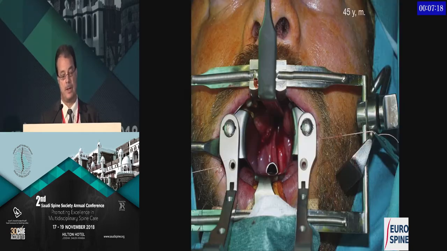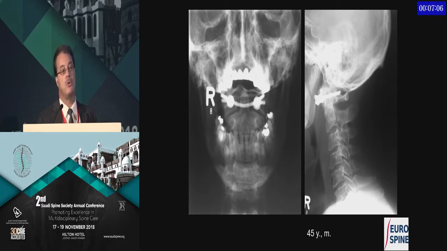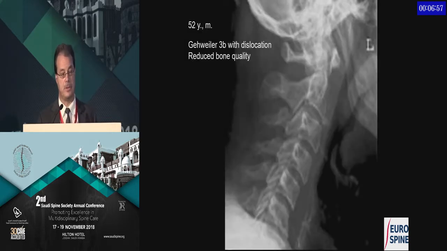And one concept now would be a transoral approach, because by doing so, again, you can use navigation with this approach, having the reference clamp fixed on the Jackson table, and then you can insert your screws and close this ring with the rod, and it then went on to nice fusion.